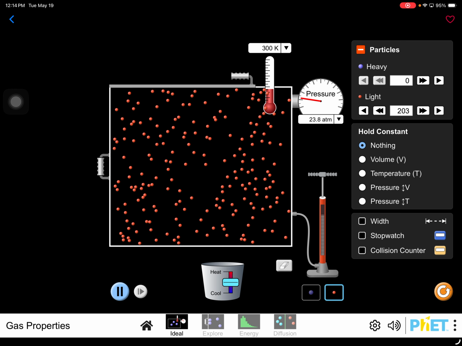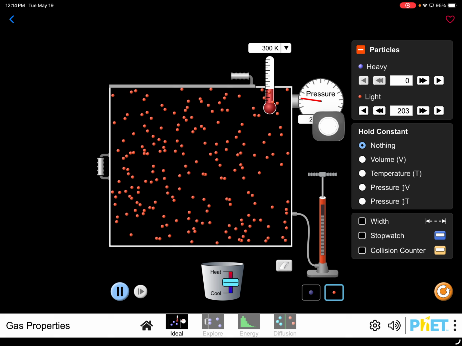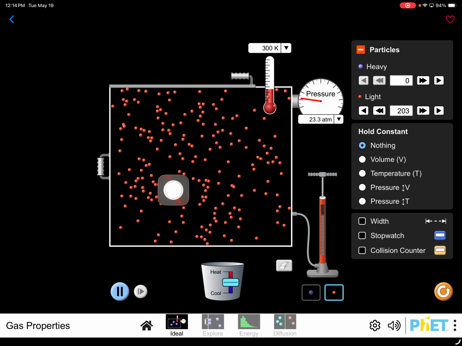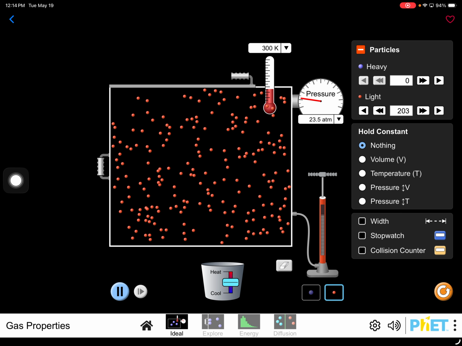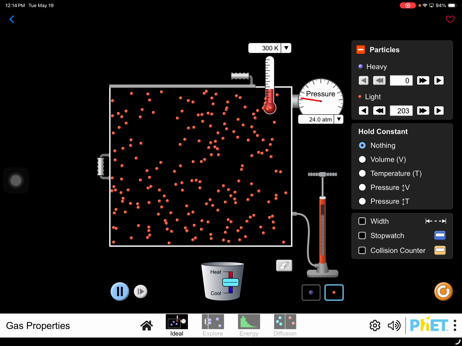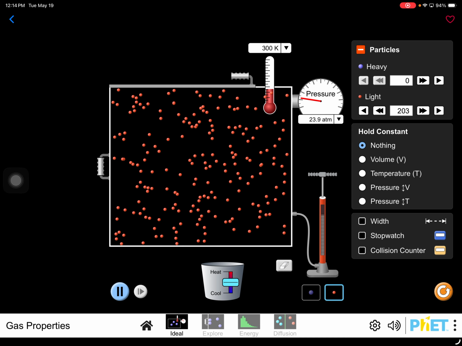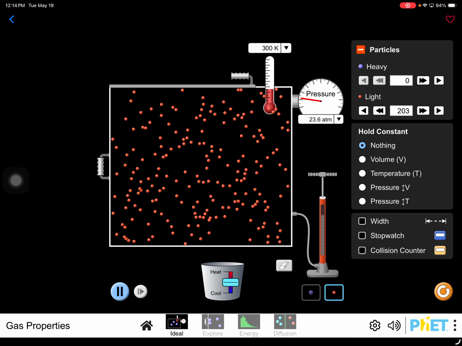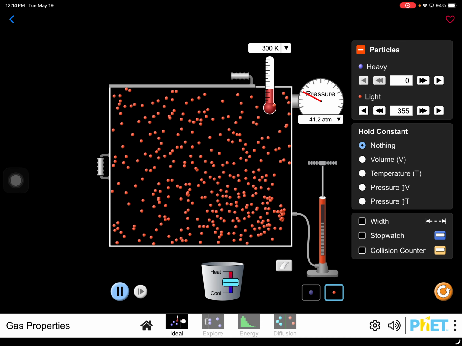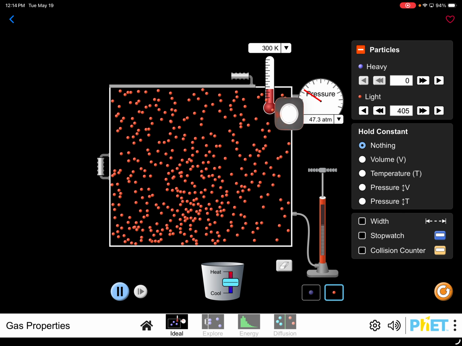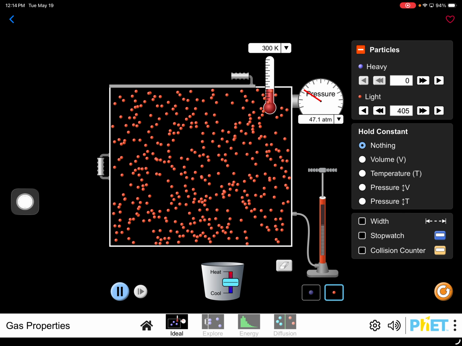All right, so here's the temperature, here's the pressure. How can I increase the pressure of this gas? What can I do to increase the pressure of this gas? Shrink the volume or add more of the gas. And I added more gas, and that increased the pressure.